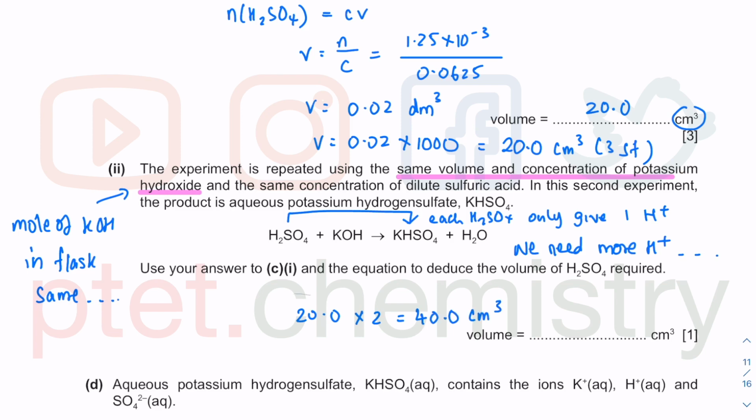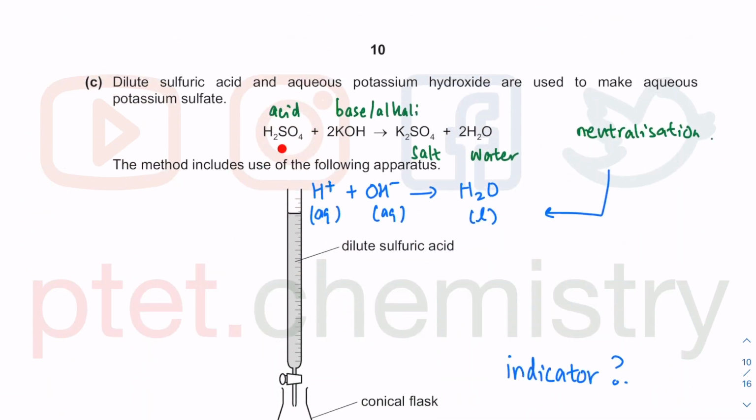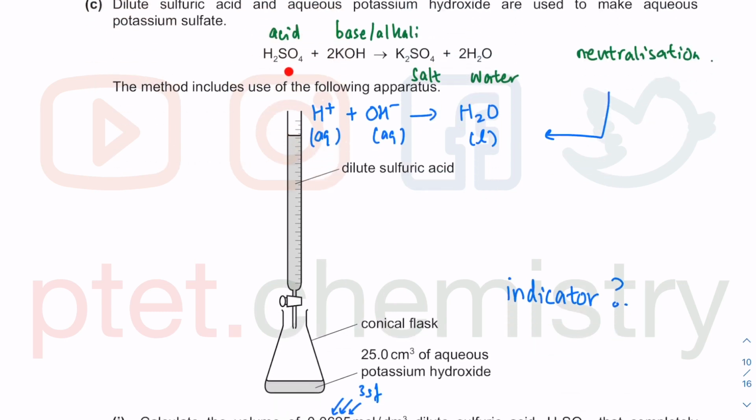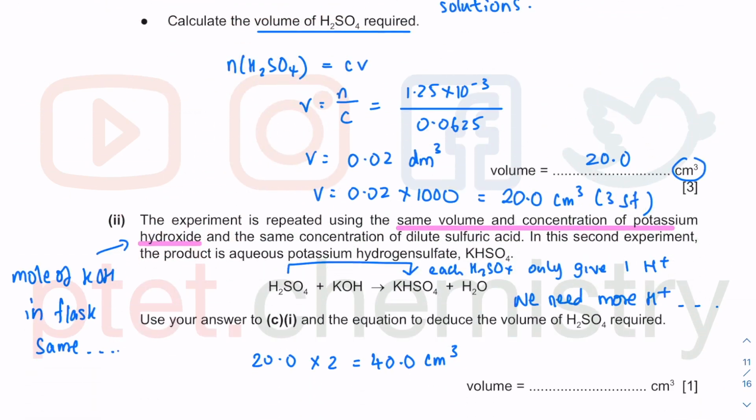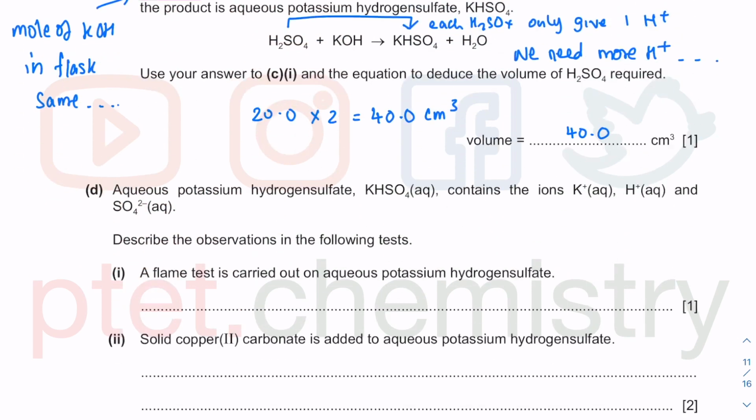This is saying that if the sulfuric acid acts in such a way that it gives away only 1 H plus, but we have the same amount of KOH, previously you had a particular volume, which was 20 cm cubed, to neutralize the KOH inside the flask. But now you have half the amount of H plus from the sulfuric acid. Therefore, you will need twice the volume in order to give you the same amount of acid that could neutralize the KOH in the conical flask completely.